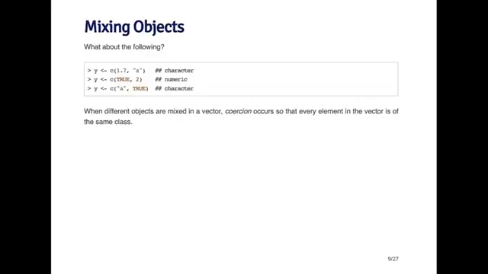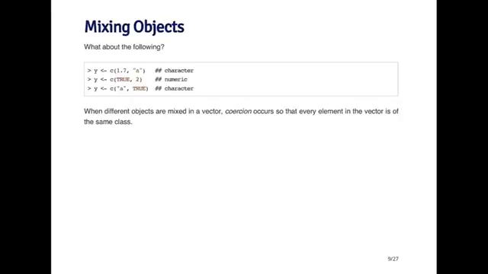Lastly, in this last example, I'm concatenating the letter a and the logical TRUE. So here the least common denominator, again, is going to be character. The vector that you end up with is the vector where the first element is a and the second element is the string TRUE, T-R-U-E. It's not going to be a logical.